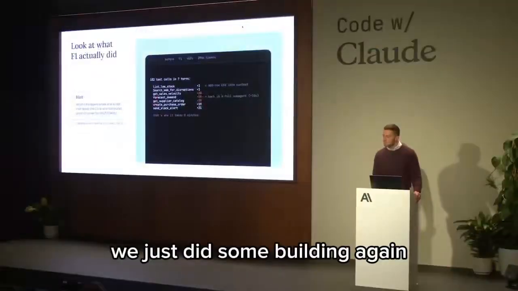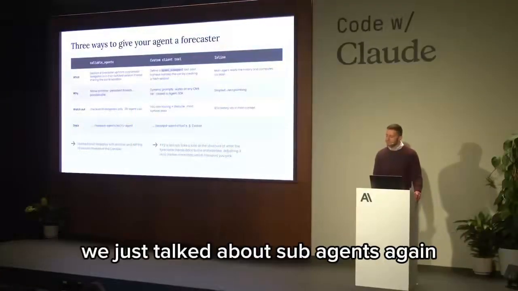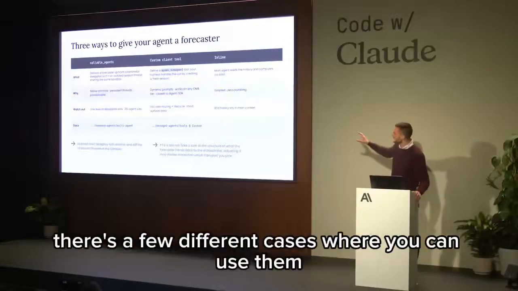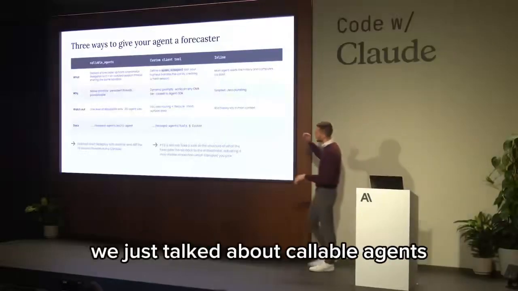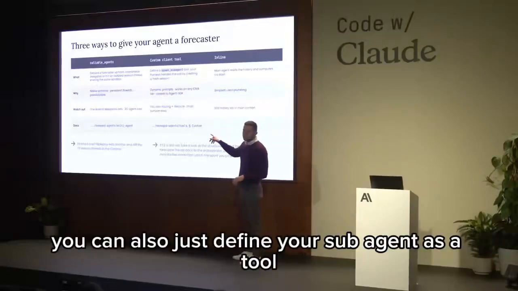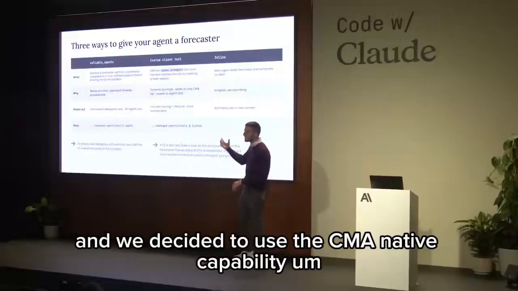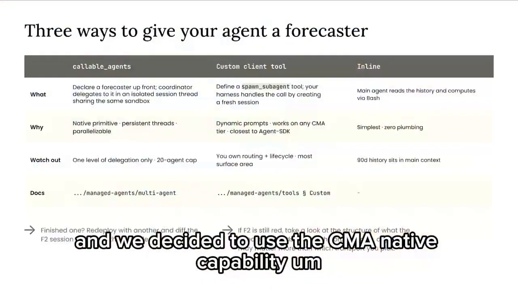We just did some building. Again, I'm going to skip through these because we spent some time talking about them. We just talked about subagents. Again, there are a few different cases where you can use them. We just talked about callable agents. You can also just define your subagent as a tool, which is what we did previously, but we moved away from that and decided to use the CMA native capability.